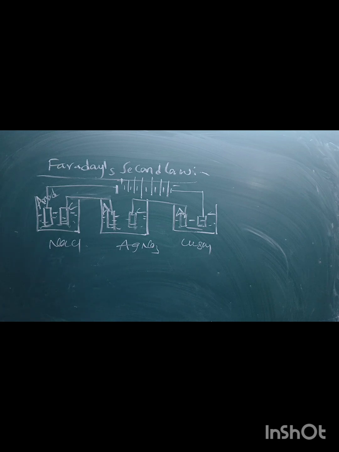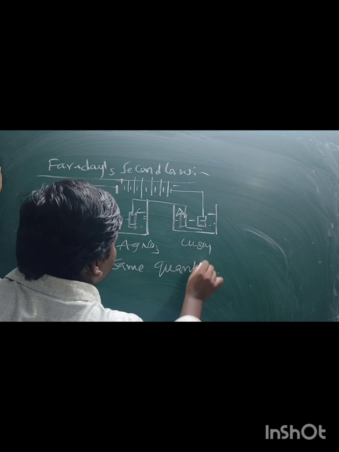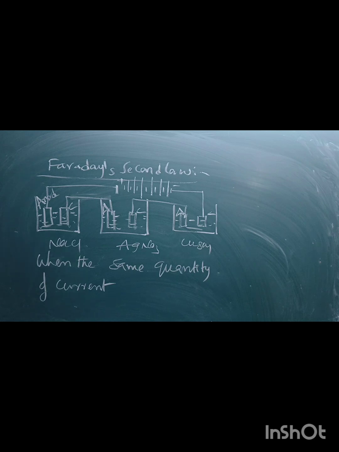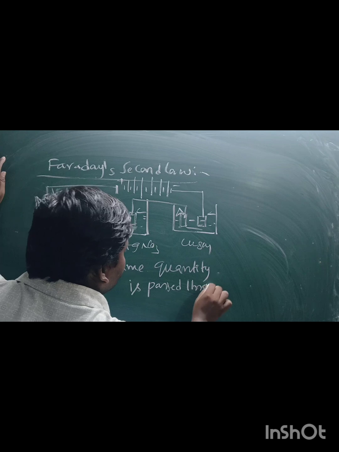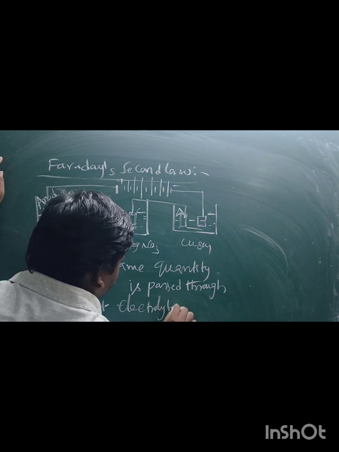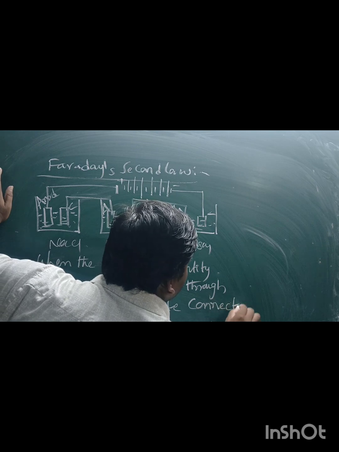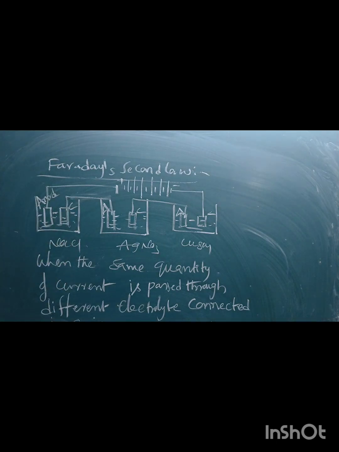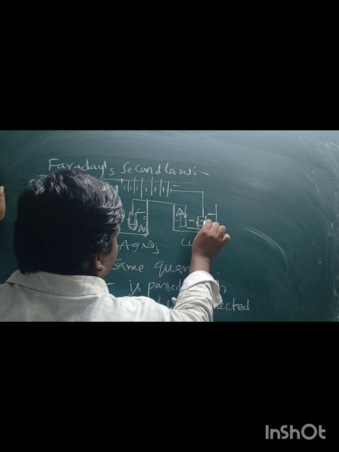When the same quantity of current, or electricity, is passed through different electrolytes connected in series, the weights of the substance deposited at the electrode, that means here sodium is deposited, here silver is deposited, here copper is deposited.